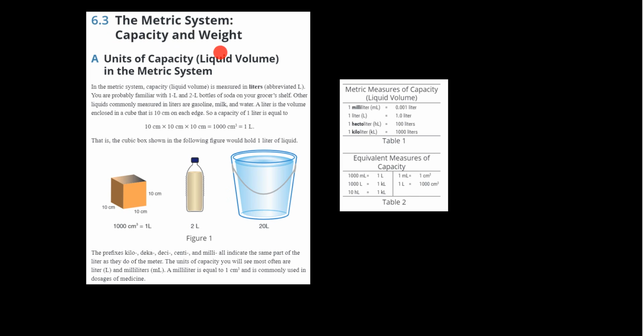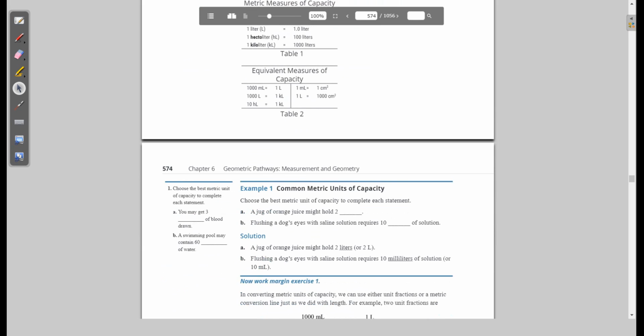So the metric system, capacity and weight. Whenever we talk about liquid volume, we talk about it in liters, and the liter is going to be our unit of measurement here, kind of like how meters was for our length. So 1 liter is going to be our unit. Well, a milliliter is going to be a thousandth of a liter. A hectoliter is going to be 100 liters, and a kiloliter is going to be 1,000 liters. And so we're going to do this conversion the same way that we did meters in the last section.